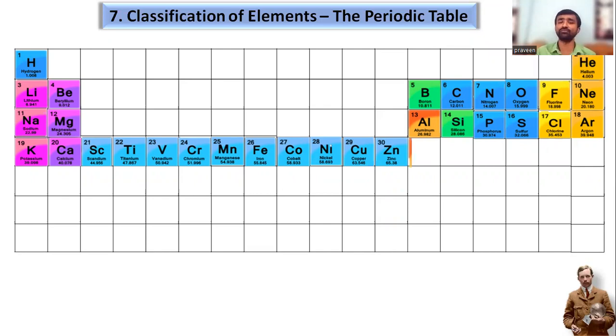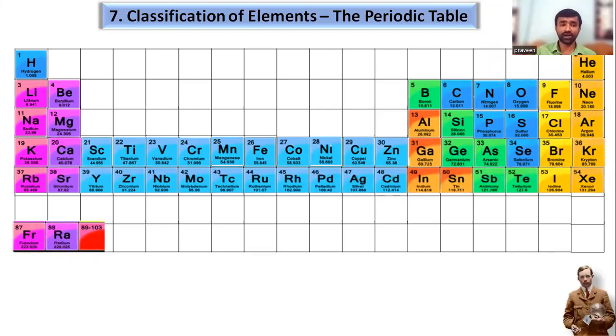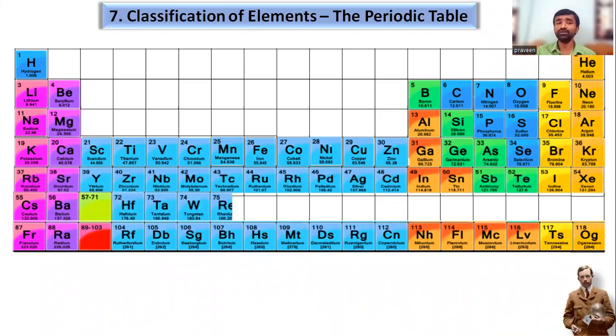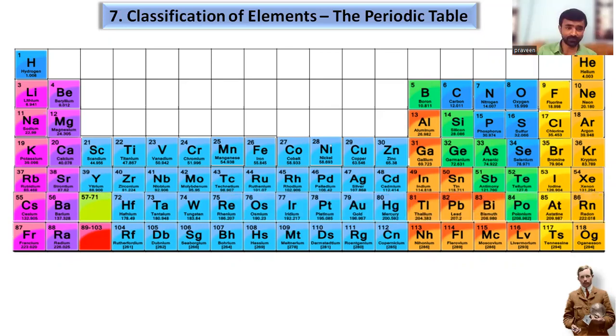Then here, gallium to krypton. Next, rubidium to xenon, cesium to radon, and francium to oganesson. So everything is fine. Then what about these missing elements, 57 to 71 and 89 to 103?